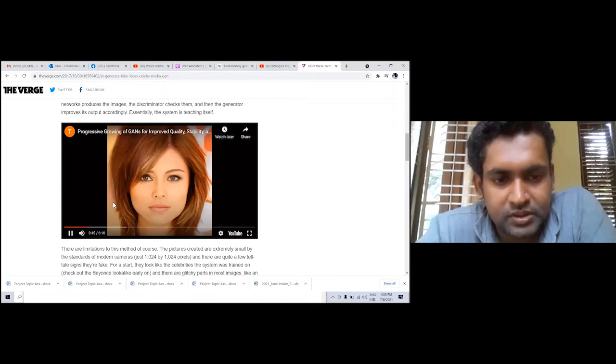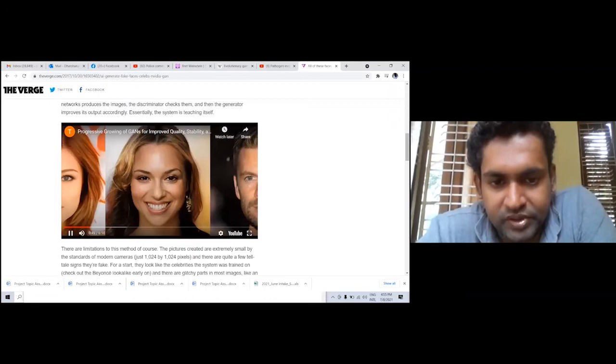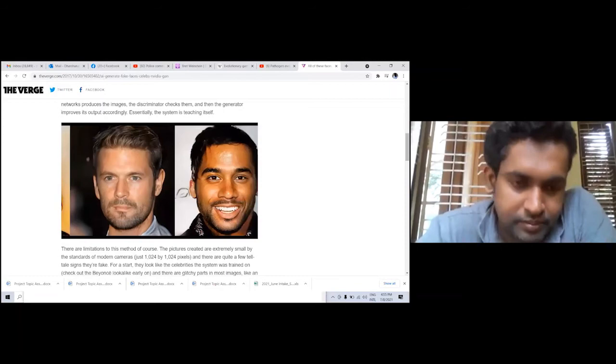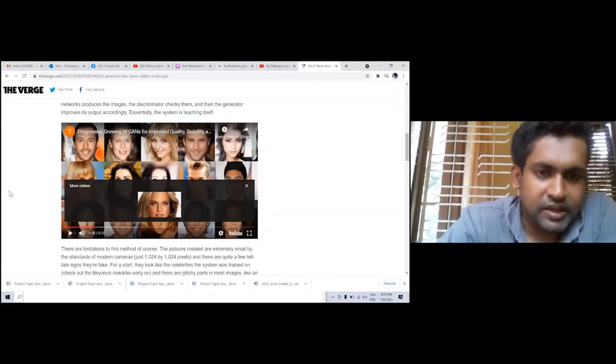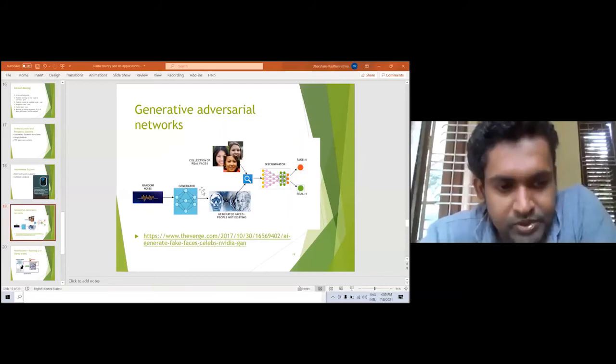We can't, as humans, see any difference, right? They look as good as real faces. So these kind of things can be done using GANs, and GANs use these minimax games to do that, right? So that's also an application of game theory in machine learning.